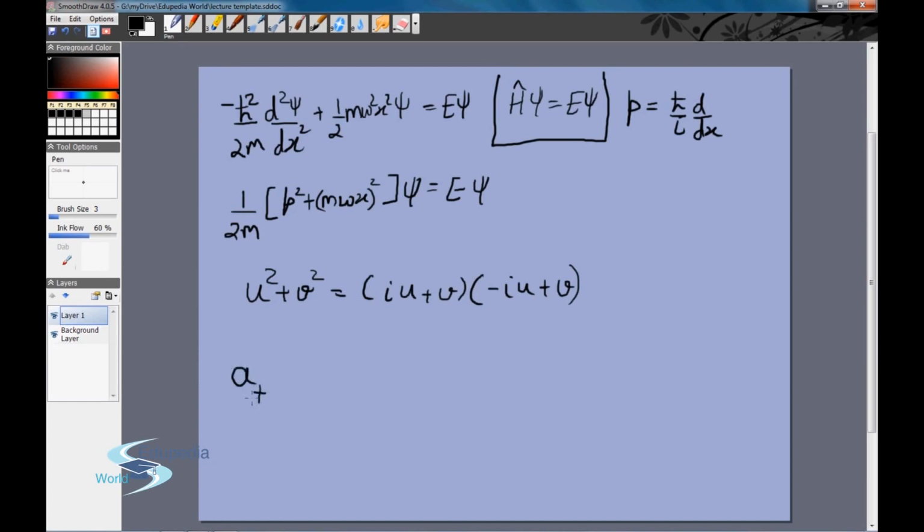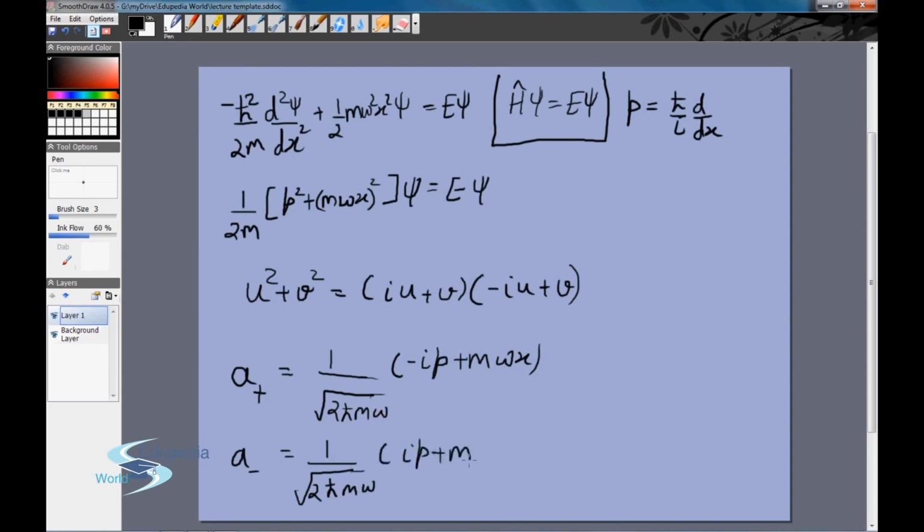So we'll make two operators which we'll call the raising and lowering operators. A plus will be equal to 1 by root of 2h m omega. This initial term is only there to make it normalized and to make the final thing easier. The important part is what is in the bracket: minus iota p plus m omega x. Similarly, the other is a minus, and that is equal to 1 by root 2h m omega times iota p plus m omega x.